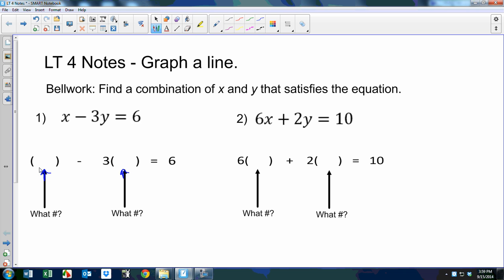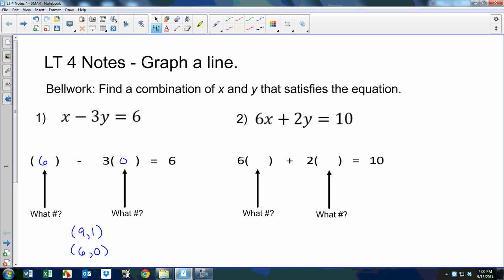Option 1, they came up with a 9 and a 1, like 9 minus 3 times 1 makes 6. So one option, 9 for x, 1 for y. Then they thought a little bit longer about what numbers could go in there, and someone came up with 6 here and 0 there, which means 6 minus 0 makes 6. And they came up with all kinds of other options, but the point being they came up with a couple.